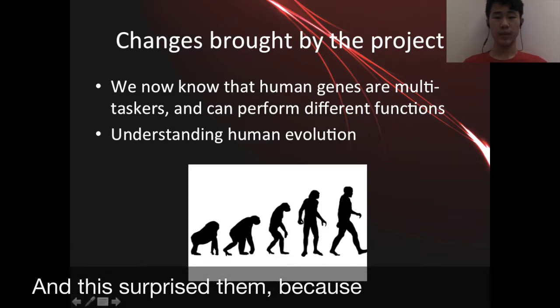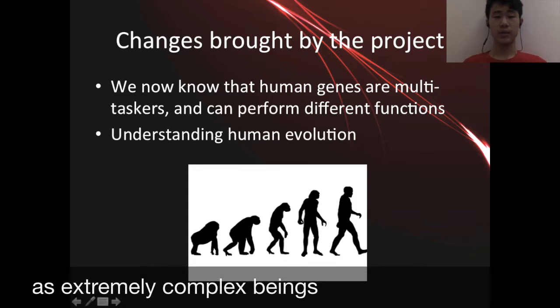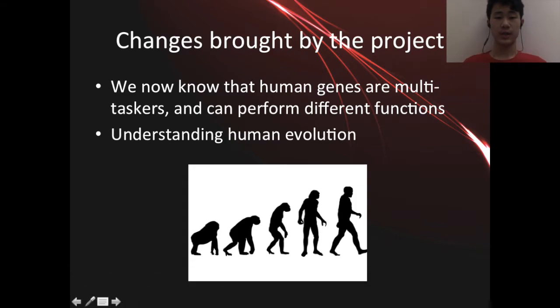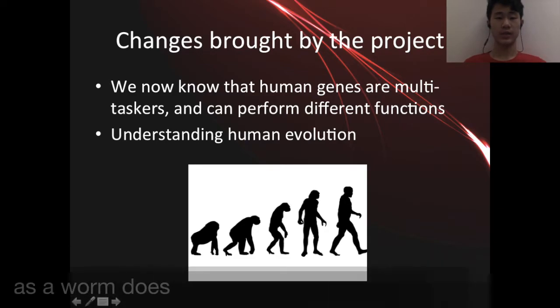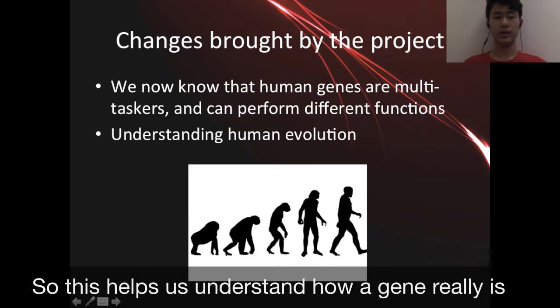After the Human Genome Project, scientists found out that the human gene can perform different functions, and this surprised them because originally they thought that us humans, as extremely complex beings, should have tons of genes, but instead the result was that we have as much gene variety as a worm does. So this helps us understand how a gene really is.